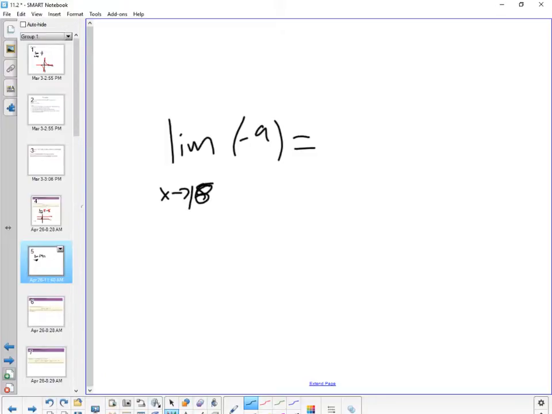The constant is just a straight line right across on that y value all the time, so it will always do that. Questions? Questions on the limit of a constant? No? Okay.